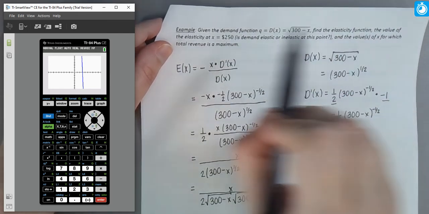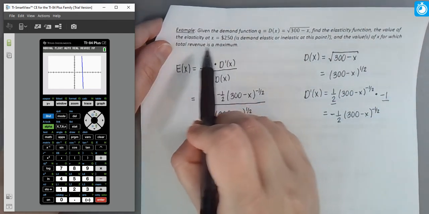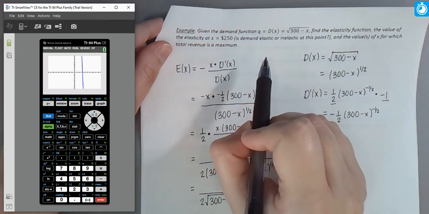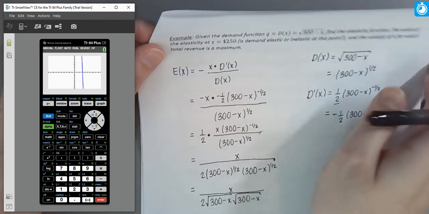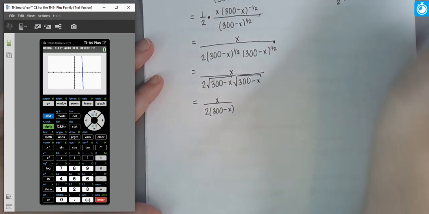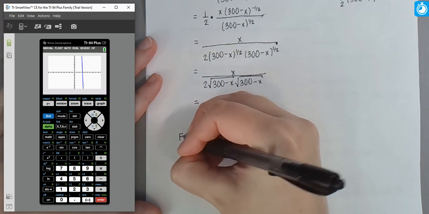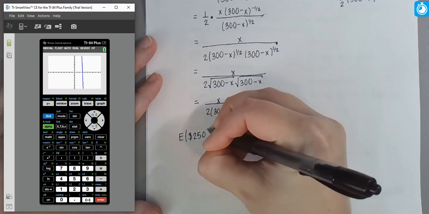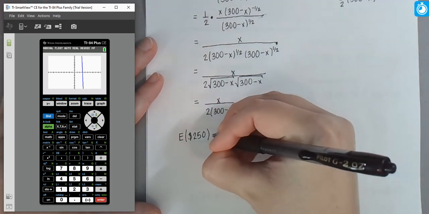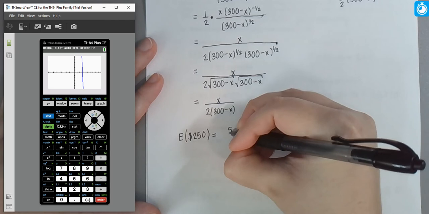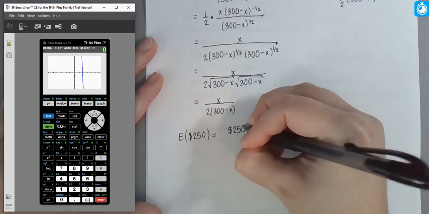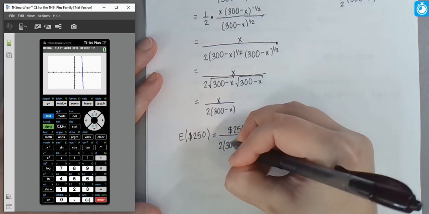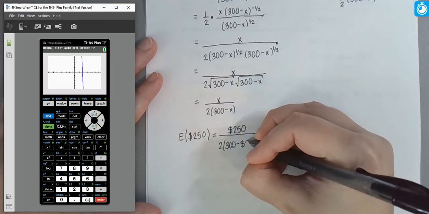So the next thing we want to find is the value of the elasticity when x is $250. And specifically, do we have demand that's elastic or demand that is inelastic? So we want the elasticity with an input of $250. If this is what we charge, what is the elasticity? So I'm going to plug that into the function. So our numerator is going to be $250, and then our denominator is going to be 2 times 300 minus $250.